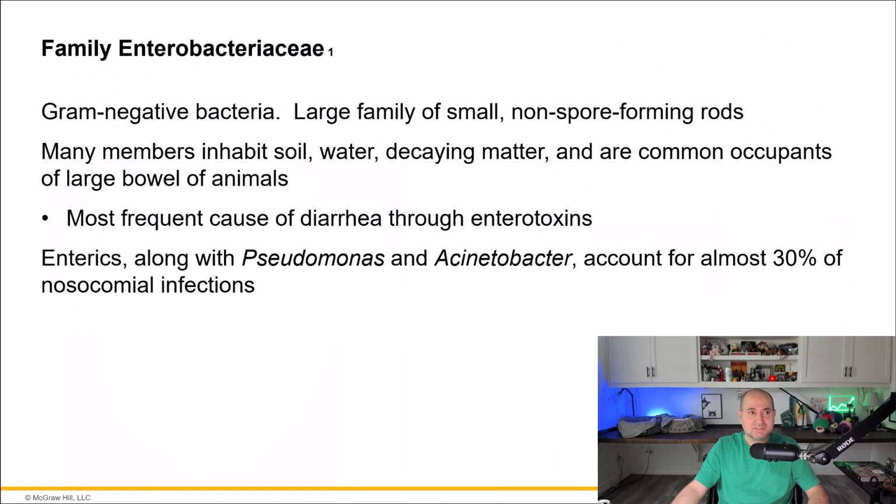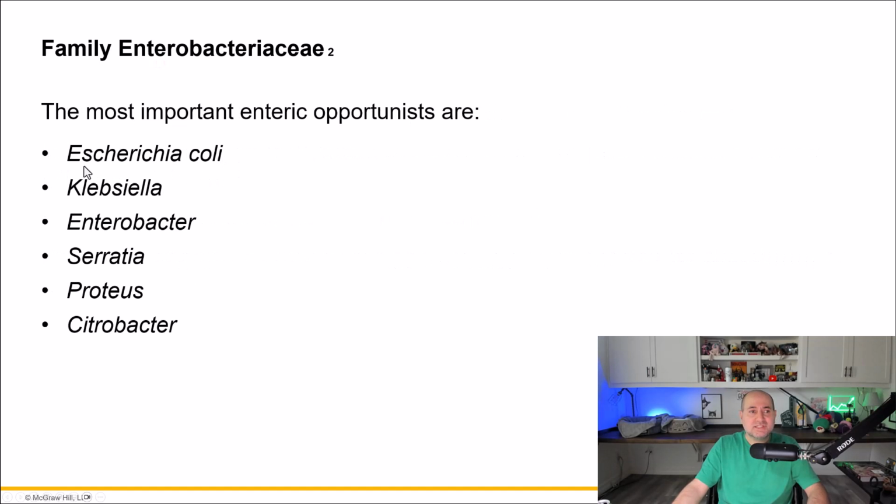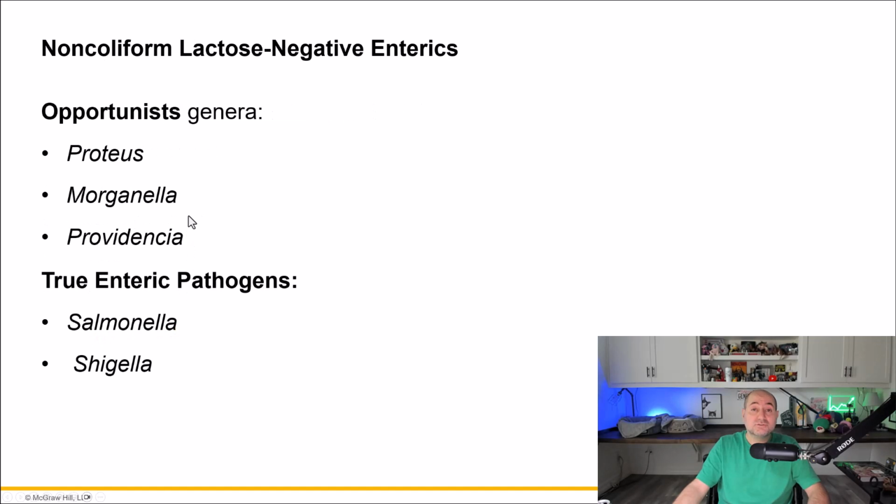You should know about the family Enterobacteriaceae. Remember that enteric bacteria are found in the guts. And you should know that these are the opportunistic Enterobacteriaceae. But you should also make a note of this, that the true enteric pathogens, the primary pathogens that are enteric, are Salmonella and Shigella. These are true pathogens, whereas the previous list I showed you, those are enteric opportunists.